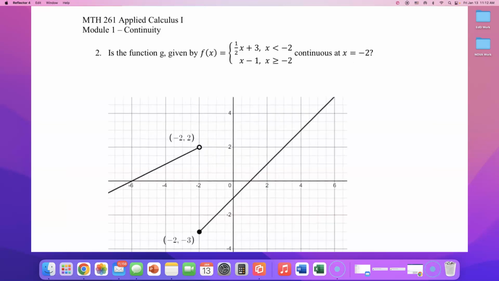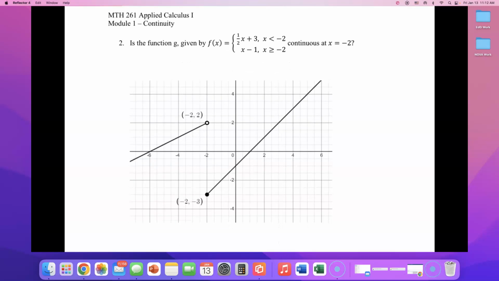Is the function g continuous at x equals -2? I went ahead and attached a graph of this function. As you can see, this function is not continuous at x equals -2 because the left piece is up at +2. See? The right piece is down at what? -3.